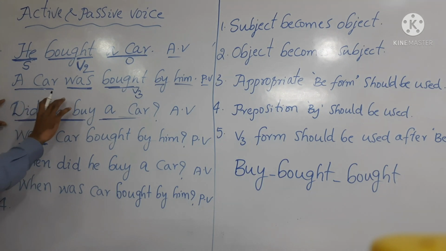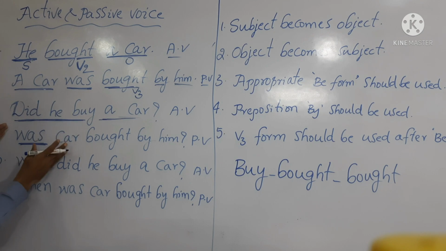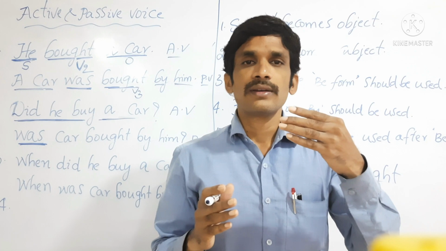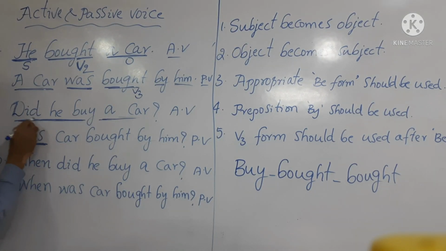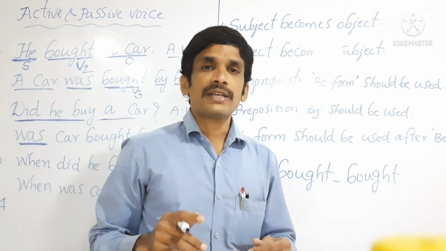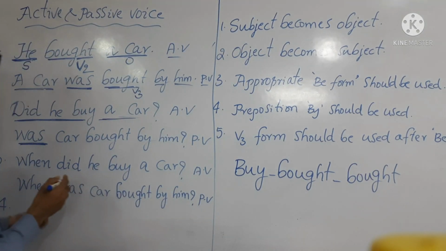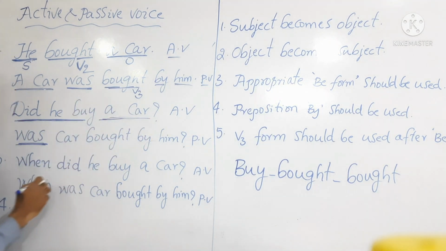Since the question is in the past tense, the passive voice also must be in the past tense. And questions start with the be form or helping verb. Active voice is a question, and in the same manner, passive voice also must be a question. And you know, questions start with a helping verb or be form. So, did he buy a car?